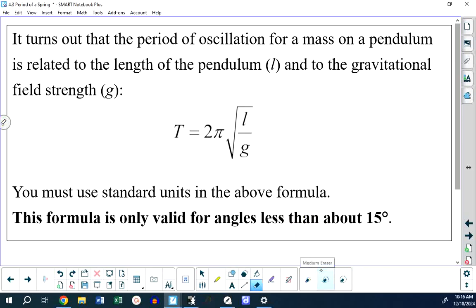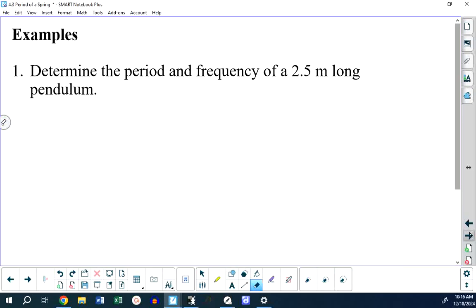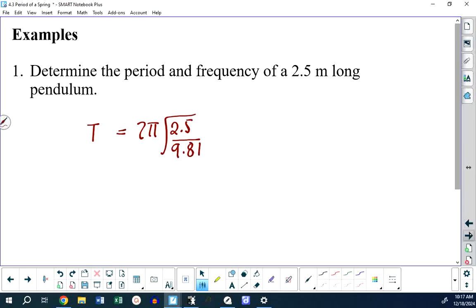So let's take a look at a couple of questions. What's the period and frequency of a 2.5 meter long pendulum? Where is this pendulum on Earth? We're not going to assume it's somewhere else because you don't have enough information. So the period will be 2 pi root 2.5 over 9.81. That's it. That's all we need to do. And then take the reciprocal to get the frequency.